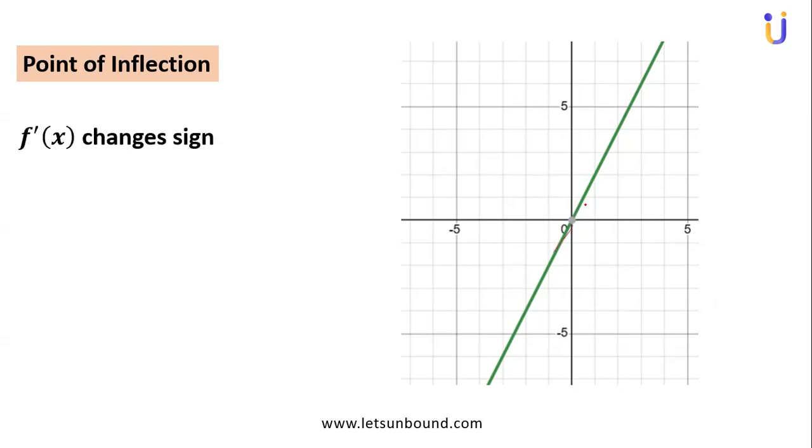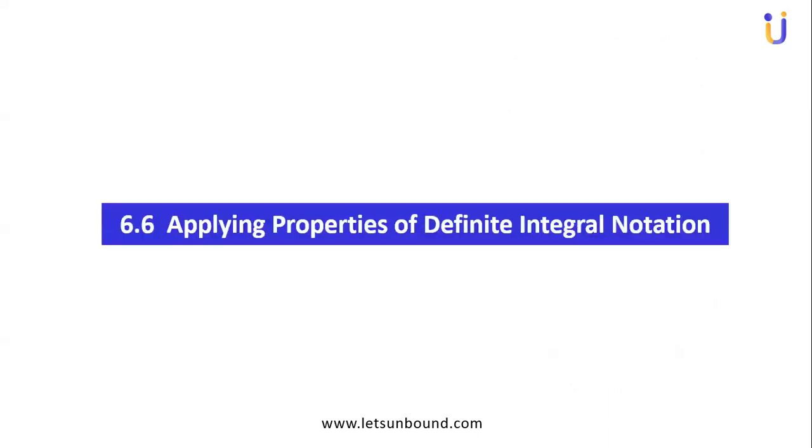Now point of inflection, where f dash of x changes its sign. So it's minus to plus. Here is a change in sign. So at x equal to 0, there is a point of inflection. That's simple. Now 6.6, applying properties of definite integral notation.